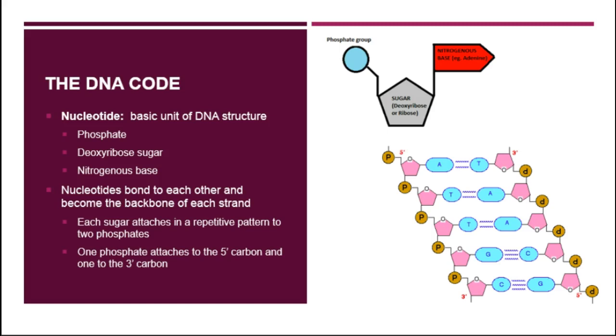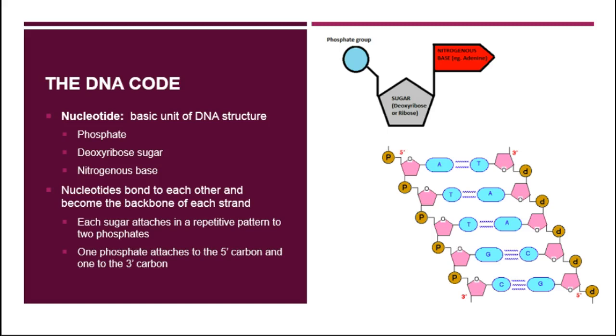If you look at the diagram there on the right, you can see how these nucleotides sort of bond together. Each sugar attaches in a repetitive pattern to 2 phosphates. One phosphate is going to attach to the 5' carbon of that deoxyribose sugar, and one phosphate is going to attach to the 3' carbon of that deoxyribose sugar.